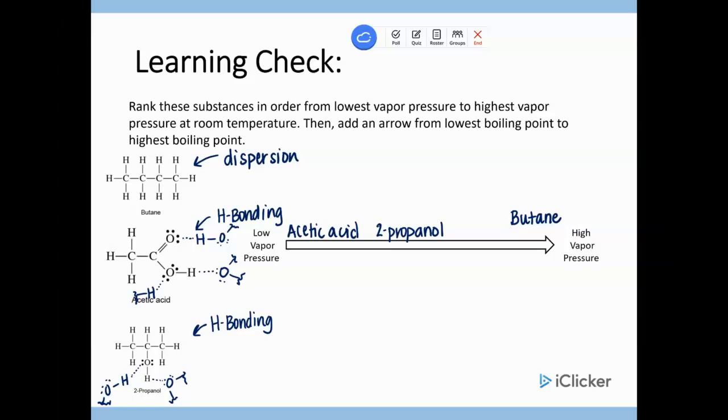So if you have liquid molecules held stronger to each other, it will require more energy for those liquid molecules to break those intermolecular forces and enter the gas phase. So stronger intermolecular forces means higher boiling point, higher temperature at which boiling will occur. I'm just going to write BP for boiling point. So high boiling point on the left and low boiling point on the right.